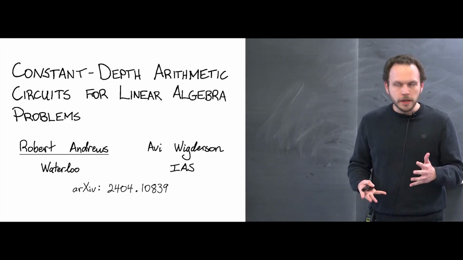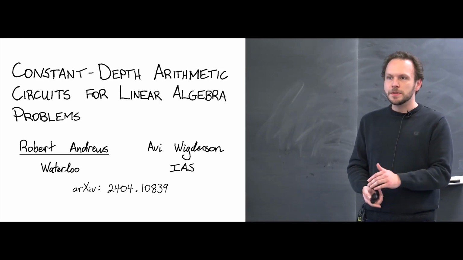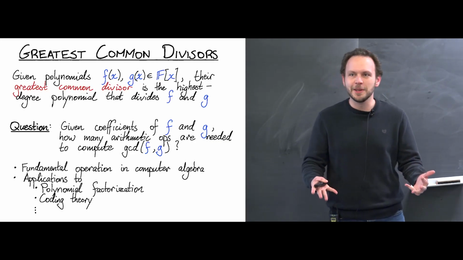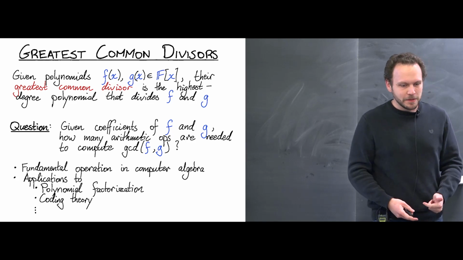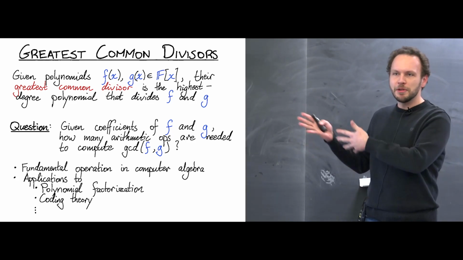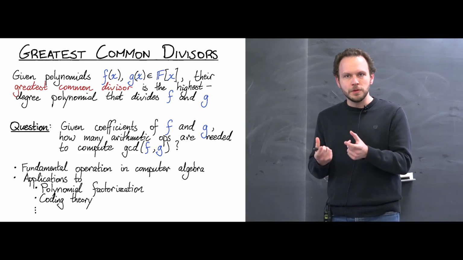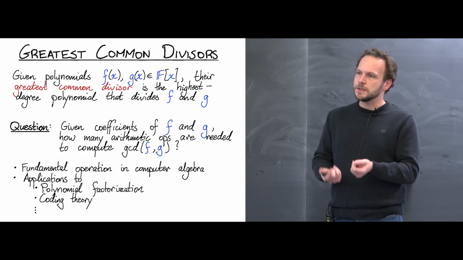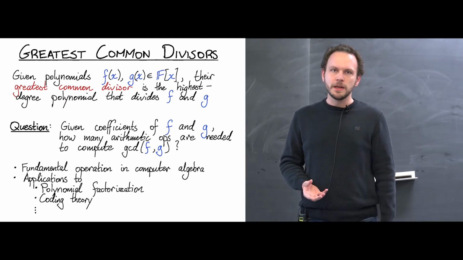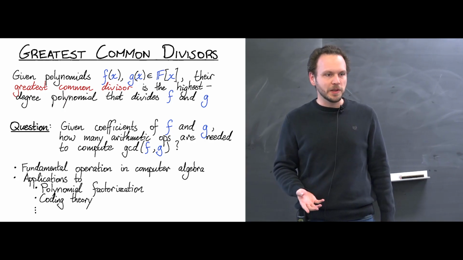Okay, so we're talking about linear algebra problems, and of course, my favorite problem in linear algebra is computing greatest common divisors of polynomials. It's Friday afternoon, maybe the coffee and sugar hasn't hit you yet, so let me remind you. If we have two univariate polynomials with coefficients in some field, their greatest common divisor is just the highest degree polynomial that simultaneously divides both of the polynomials.